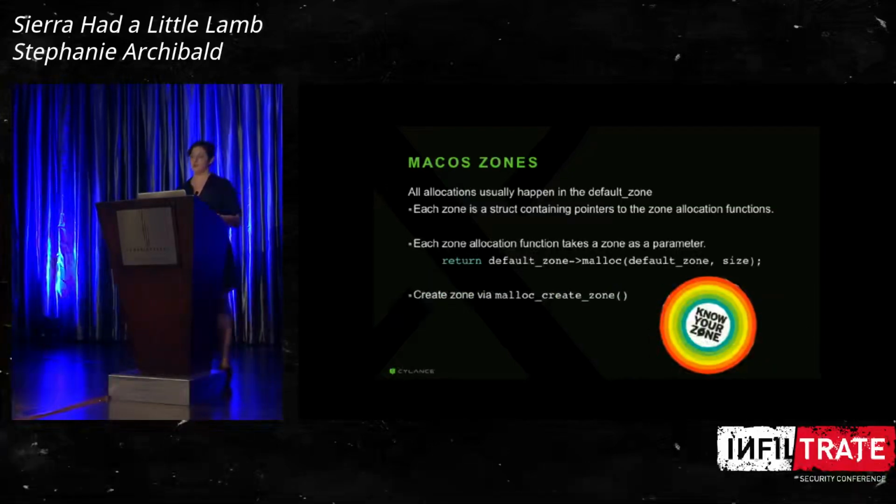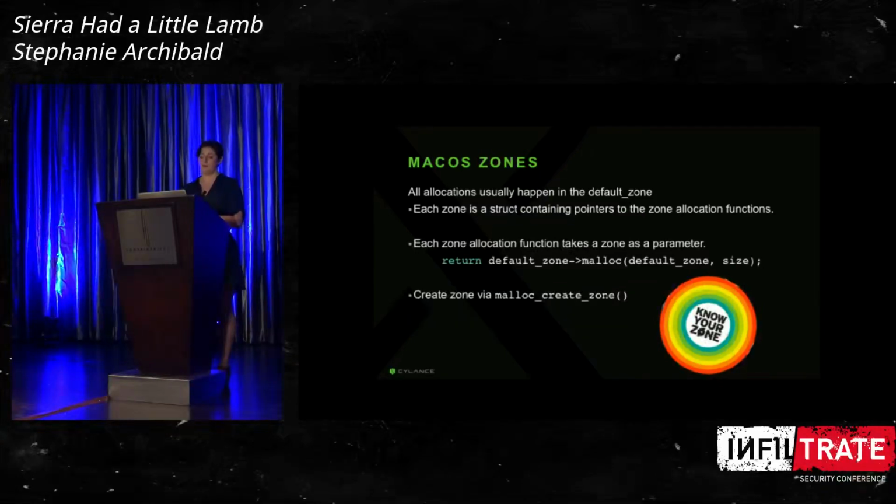macOS has this concept called zones. Pretty much it's how it handles allocations. It uses the default zone. Each zone just has a struct pointing to all of the zone allocation functions. You can see it here. This is from libmalloc, but it basically returns default zone malloc. You pass in the zone and then the size.